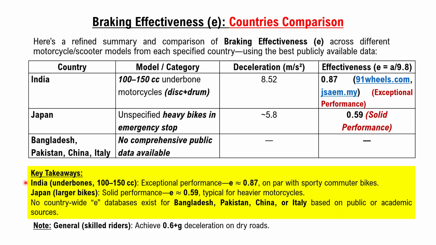Key takeaways: Indian motorbikes of 100 and 150 cc have exceptional performance with a braking effectiveness value E of 0.87. The Japanese heavy bikes with an E value of 0.59 are indicative of solid performance. No countrywide E database exists for Bangladesh, Pakistan, China, or Italy based on public or academic sources.